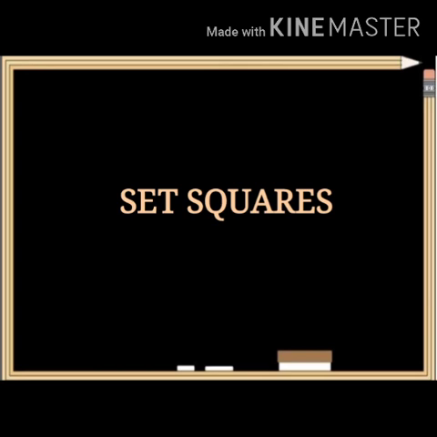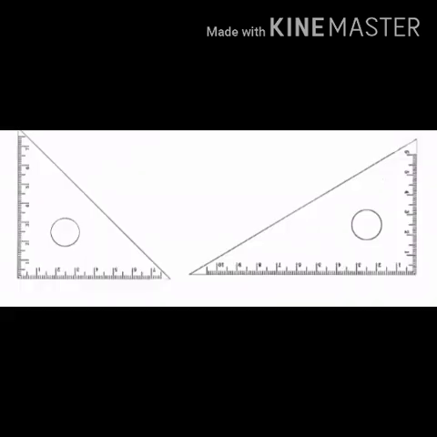Set squares. What is a set square? It's a device that we use for drawing straight lines and slanted lines. Just look at that. This is a set square. Your geometry box also has a pair of set squares. What are their uses? As I already told you, we can use them for drawing a straight line and a slanted line. How can we use this? These are two set squares having three sides.